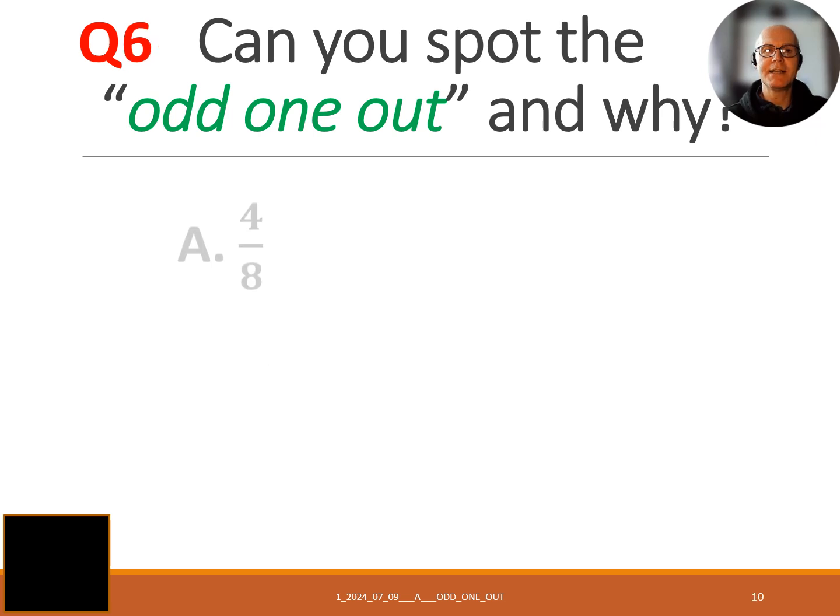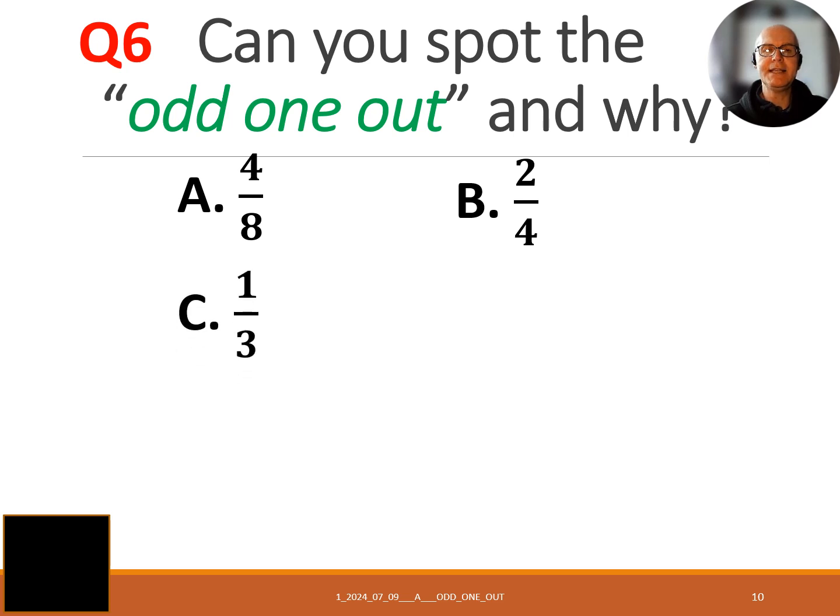Question 6. A. 4/8, B. 2/4, C. 1/3, and D. 6/12. Can you spot the odd one out and why?